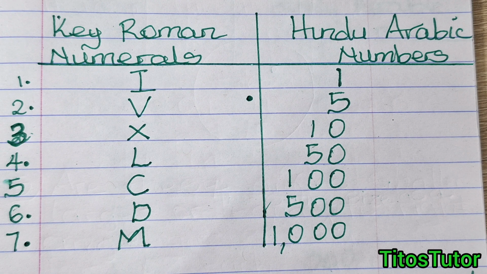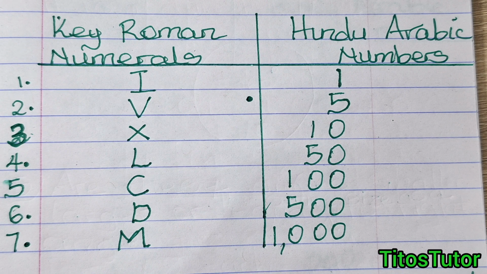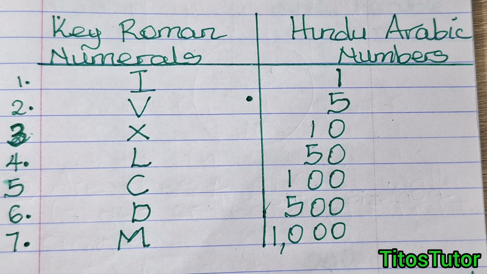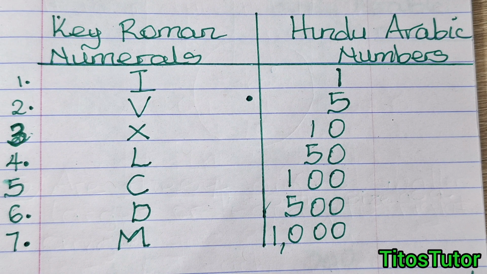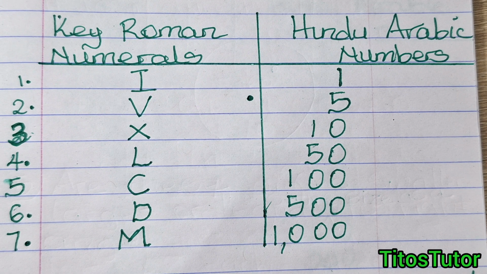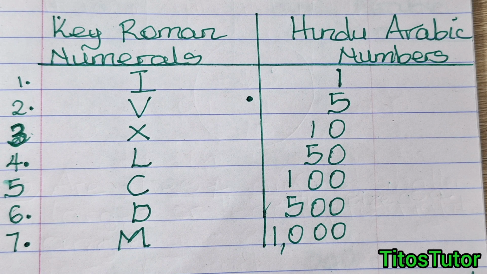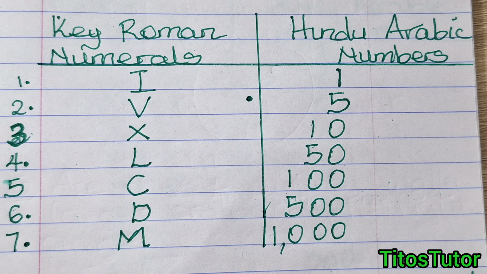In Roman numerals, there are only 7 key numbers, which are I, V, X, L, C, D, and M. I want us to know that I in Hindu-Arabic numbers is 1, V is 5, X is 10, L is 50, C is 100, D is 500, and M is 1000.